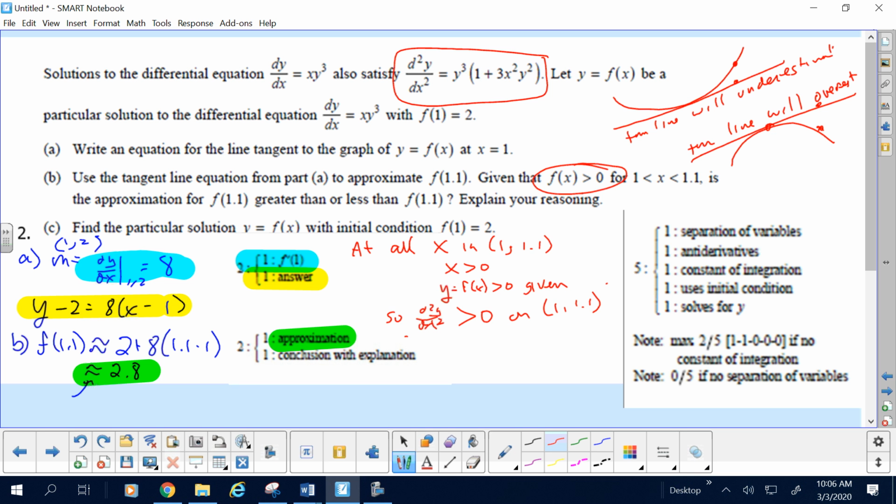Now, because of that, the curve is always concave up in the region of interest, and we can say the tangent line is more or less than the true value. If it's concave up, will the tangent line be more or less? Less. The tangent line estimate is less than the true value of f of 1.2.